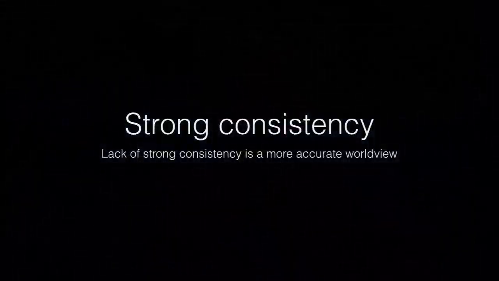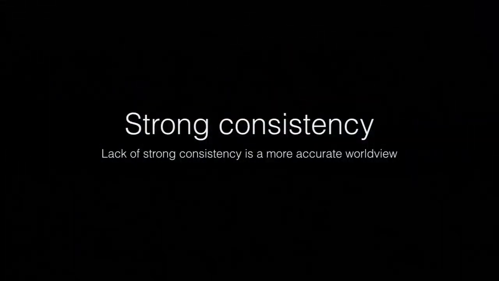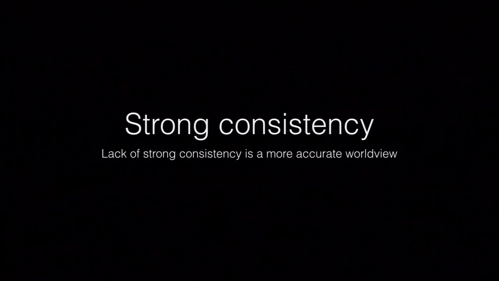But the good news is that this lack of strong consistency is actually kind of a more accurate view of the world. It's very, very difficult to build a scalable system that is truly consistent. Now, the canonical example people use of needing strong consistency is a bank account, where you don't want to be able to withdraw more money than you already have in it. People have heard this example before?